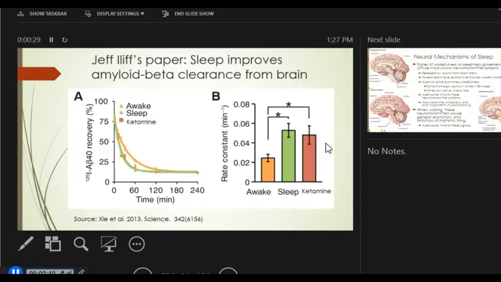So I pulled his paper, and so here is a paper that is out of Jeff Iliff's lab. Z is the lead author, but Jeff is one of the final authors, which is sort of like place of importance.